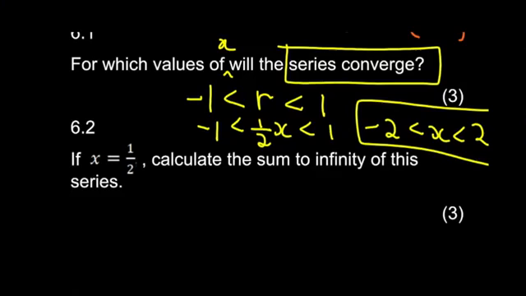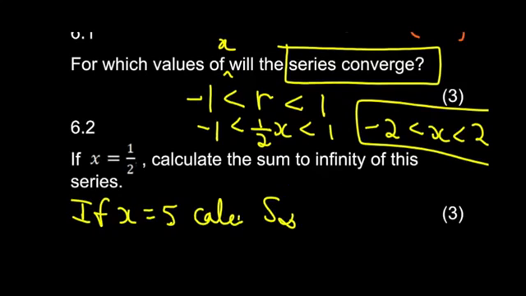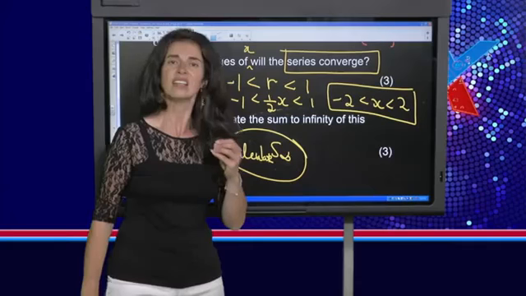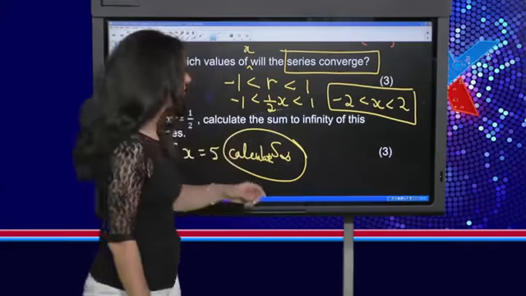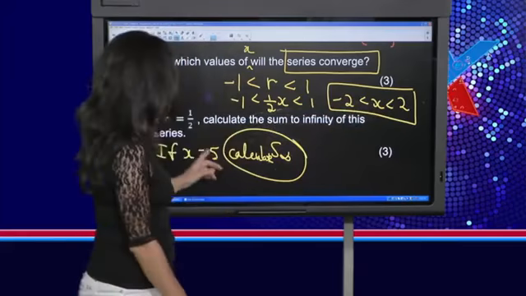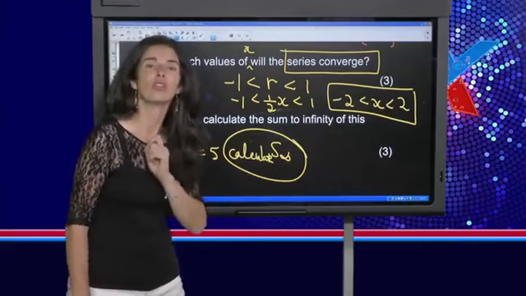Okay, so if they said, if x equals 5, calculate the sum to infinity, what would your comment be on that? You would immediately say that's impossible, because this series is only going to converge if x is smaller than 2. So if you're telling me x equals 5, it will not exist.